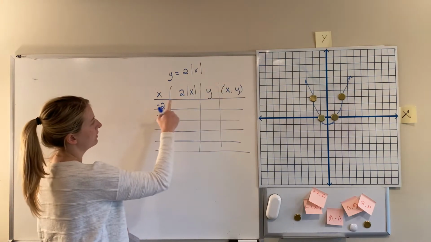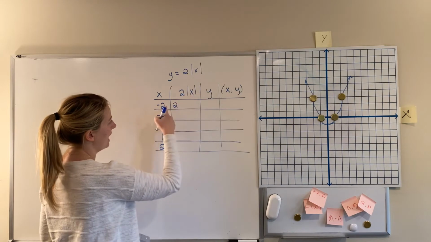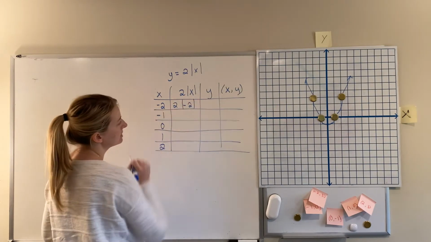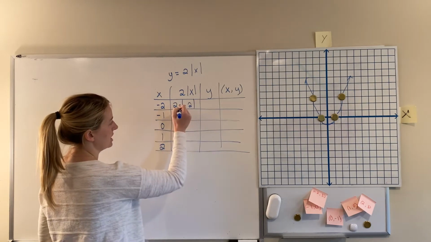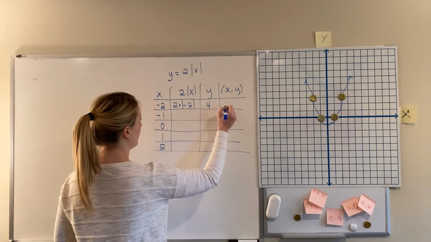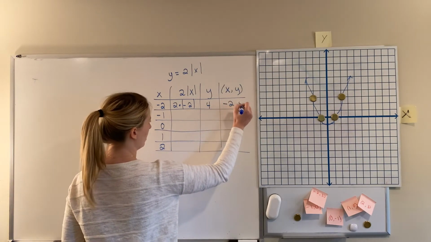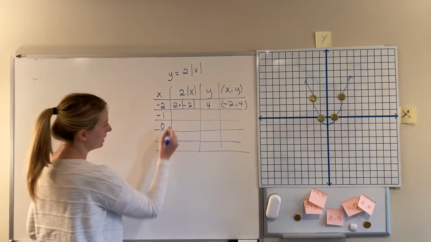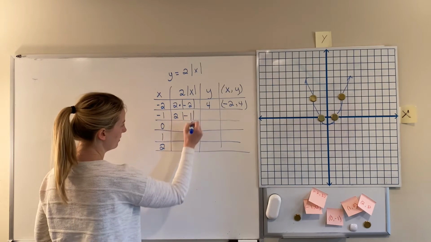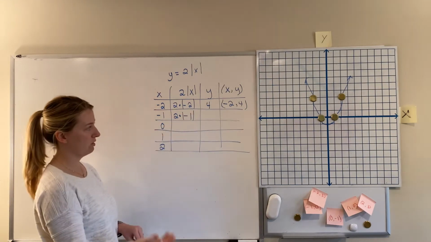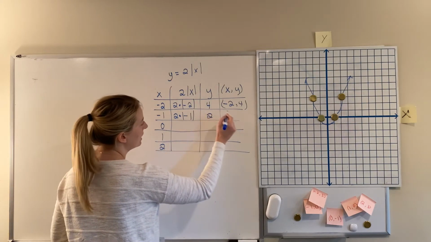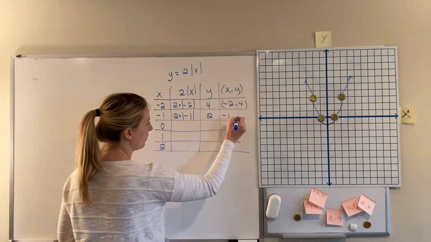Alright, so we're going to do 2 times the absolute value of x when x is negative 2. So the absolute value of negative 2 is positive 2. Positive 2 times 2 is 4. So our ordered pair when x is negative 2 is negative 2, 4. Repeat, 2 times the absolute value of x when x is negative 1. So step 1, what's the absolute value of negative 1? It's 1. 1 times 2 is 2. Now we have the ordered pair, negative 1, 2.